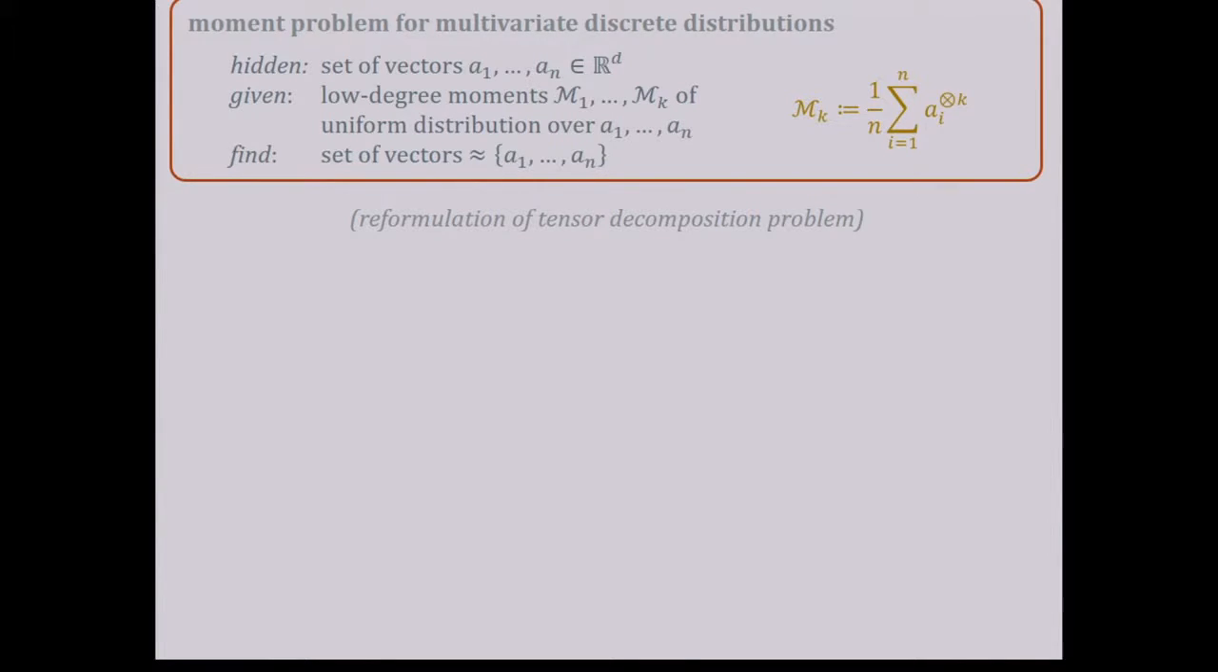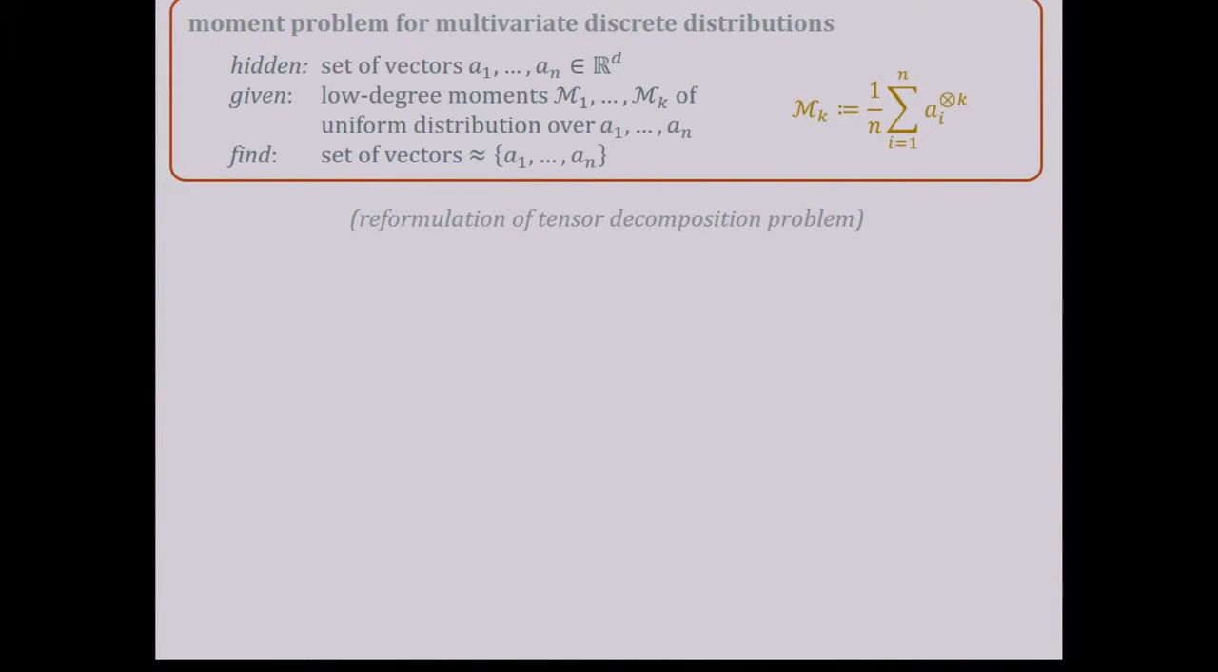Okay, so now consider this problem. It's an inverse problem. What you're trying to do is you're just given some moments of a distribution, and you're trying to find the original distribution. So what's the precise setting? Suppose that we have some set of vectors a1 up to an that are unknown, and we are given the low degree moments of the uniform distribution over these vectors. Okay, so the first k moments of this distribution, and our goal is to recover the original vectors.